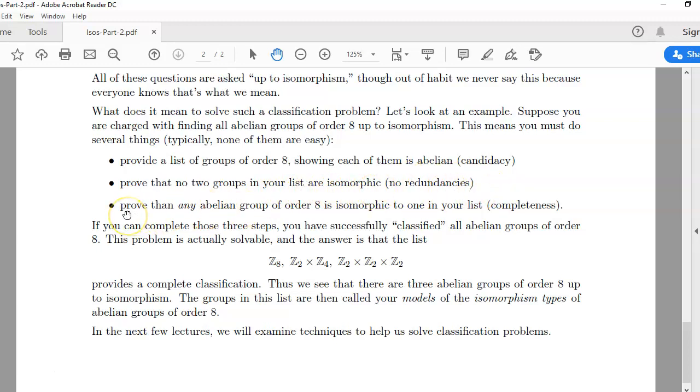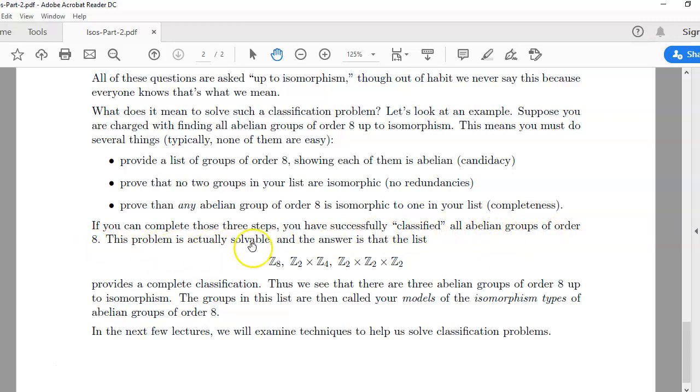And here's the hardest step typically. You then have to prove that your list grabbed all of the options. You have to prove that any abelian group of order 8 in the whole universe is isomorphic to one in your list. That means your list is complete. That's called completeness. So you now have to take a general, random, abstract abelian group of order 8 and then prove that group is isomorphic to one of the groups on your magic list, and that's called completeness. Once you've done that, then you have successfully classified all abelian groups of order 8.